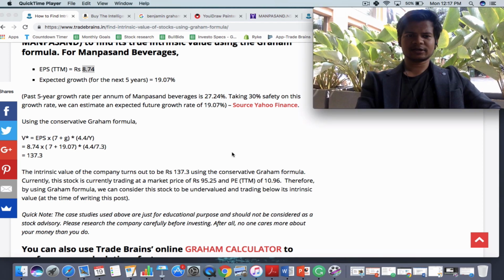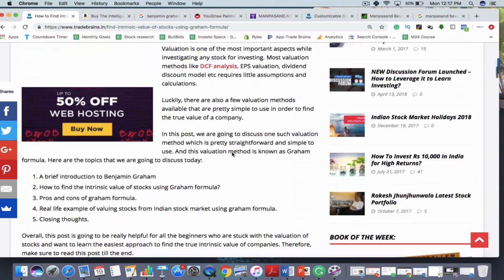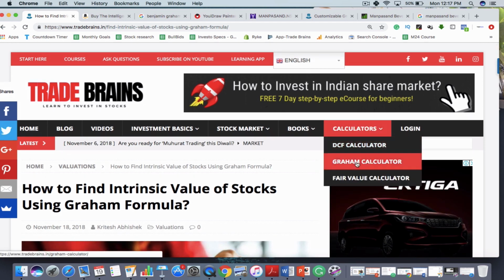Now the thing is that you do not need to always do the calculation yourself. At TradeBrains, we have also launched a free Graham calculator that you can use on our website to find the intrinsic value of a company. So let me give you a demo. If you go on the TradeBrains website and search calculators, here you can see the Graham calculator. We have also offered different online calculators like the DCF calculator and fair value calculator. But in this video, we are going to discuss the Graham calculator.